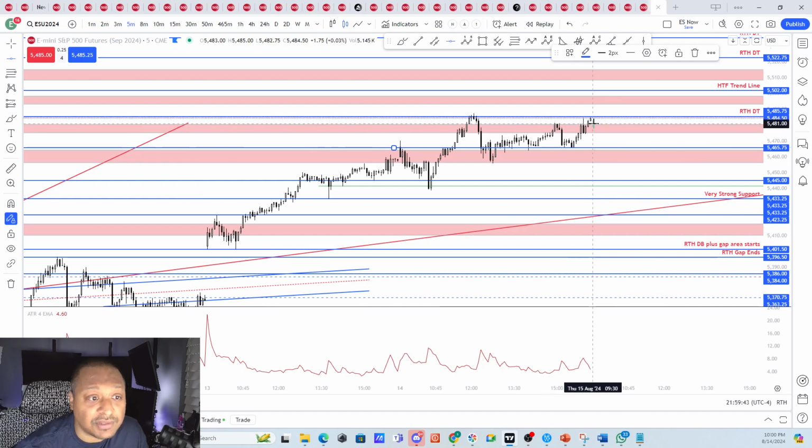We broke out of this trading range. We did get a follow through. Now we will have to see tomorrow morning where the price opens up and how it behaves around these areas again. So if we break down this area, we can come down to 5456.